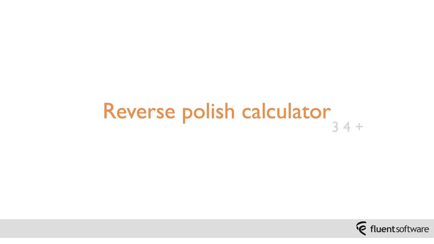Okay, so what is reverse Polish notation then? Well, it's a notation where the operators follow the operands. So rather than writing 3 plus 4, for example, which you might traditionally see, it instead would be written 3, 4 plus.